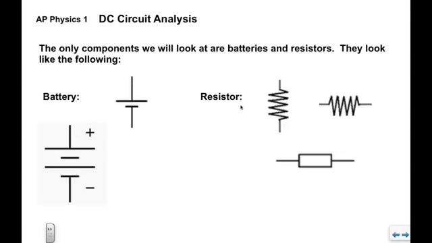The resistors in the circuit usually look like this. Sometimes they'll look like this, but this is the more traditional way, sort of this zigzag looking thing. The resistors are typically, again, appliances or devices that use the electrical energy to do something useful.